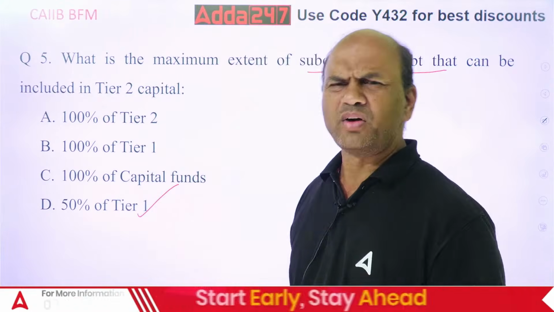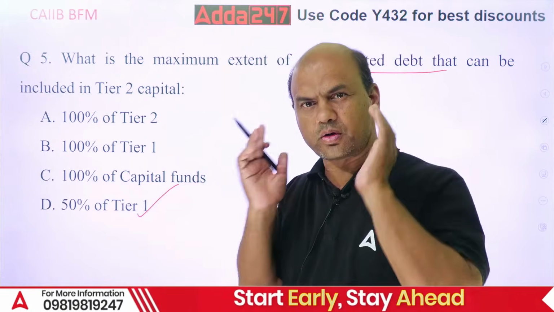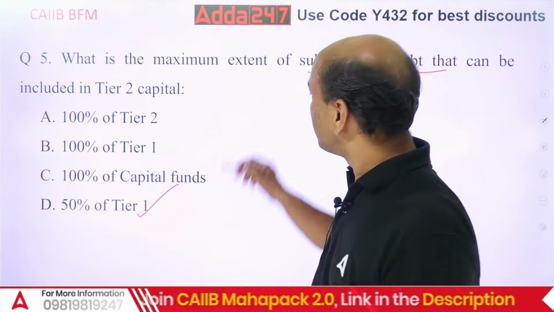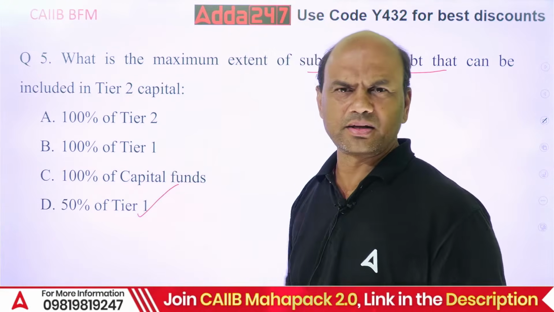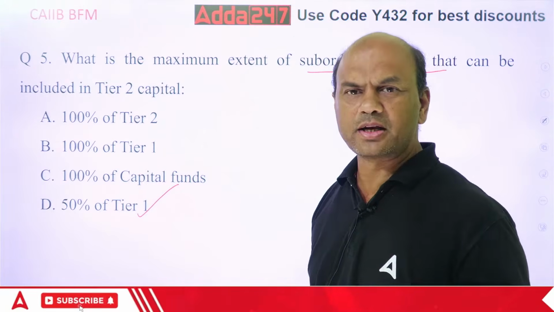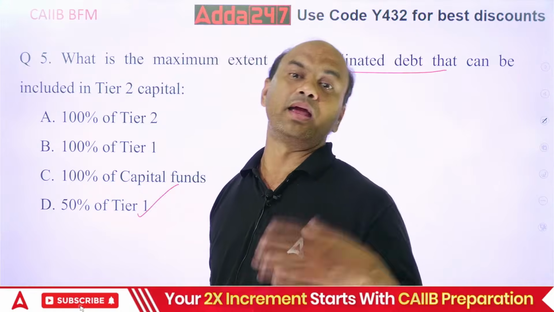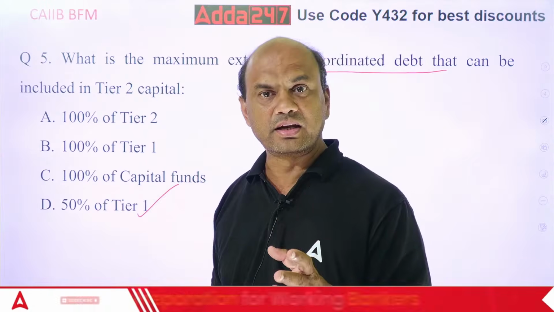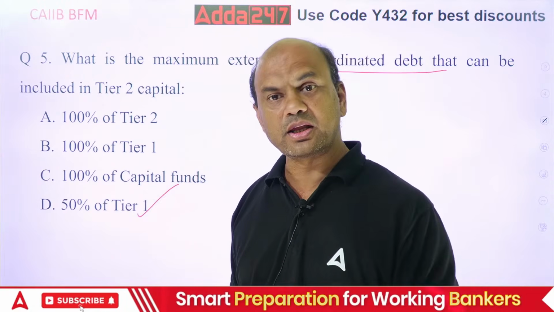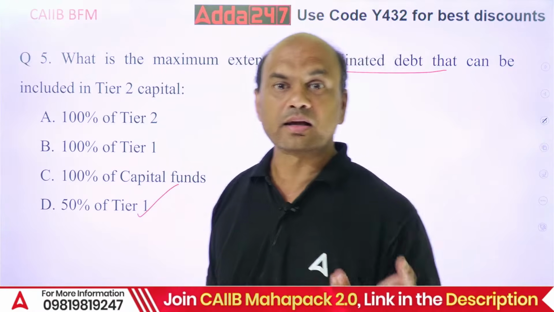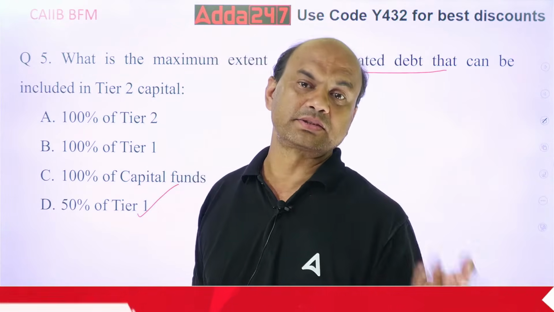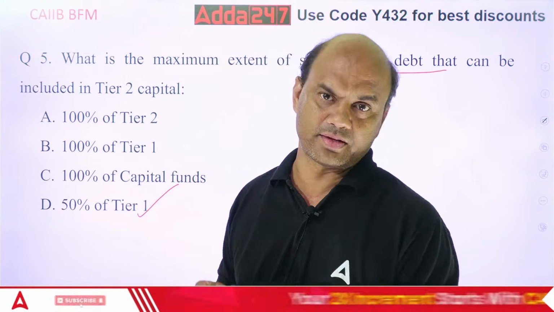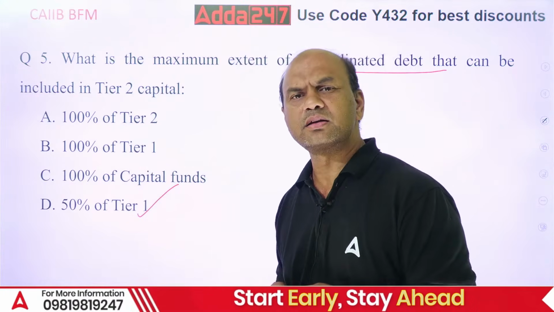Why 50%? With what logic can you have 50% subordinated debt? Firstly, what is subordinated debt? Subordinated debt means the debt which I take from my sister concerns. Reliance taking a loan from Jio, Jio taking a loan from Reliance, TCS taking a loan from Tata Steel, Tata Steel taking a loan from TCS. So how much can they take?